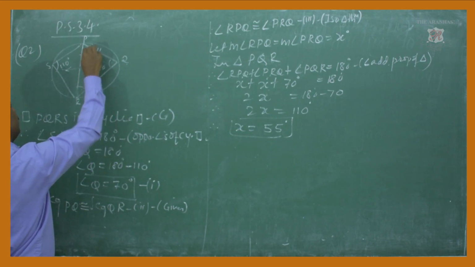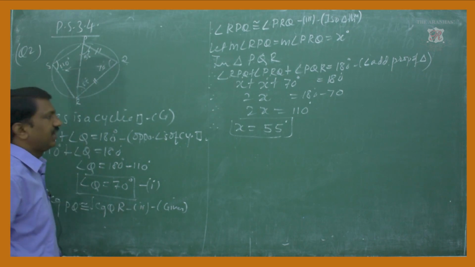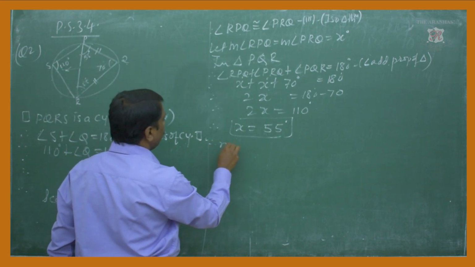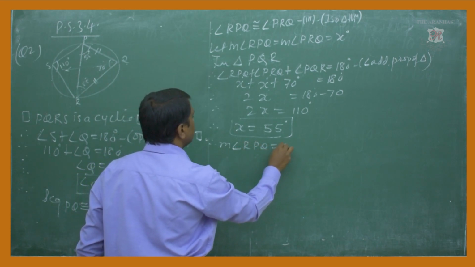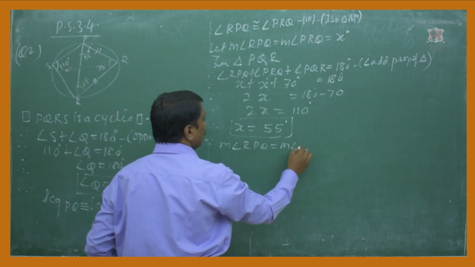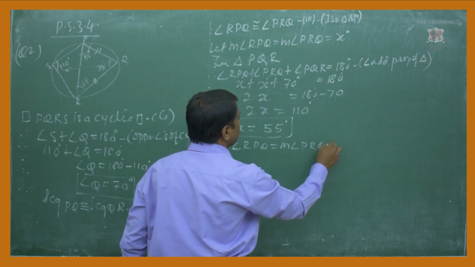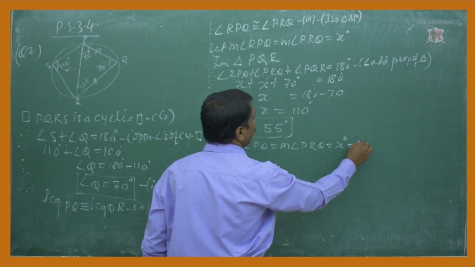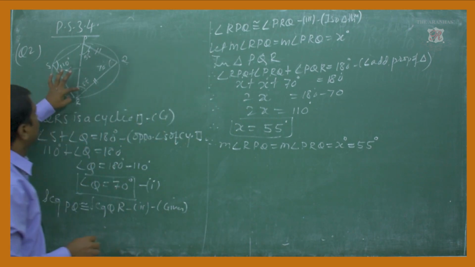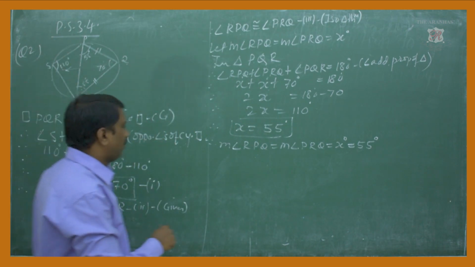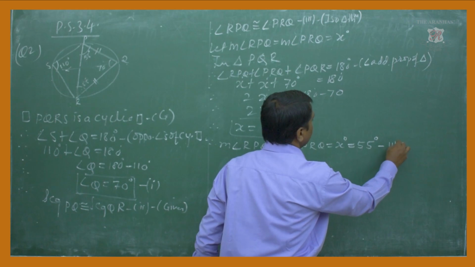So this will be 55 and this also will be 55. So down we are going to write, therefore here measure of angle RPQ is equal to measure of angle PRQ, which is equal to x we guess, and here we got 55 degrees. So we found this and that angle's measure, we will keep this as statement number 3.